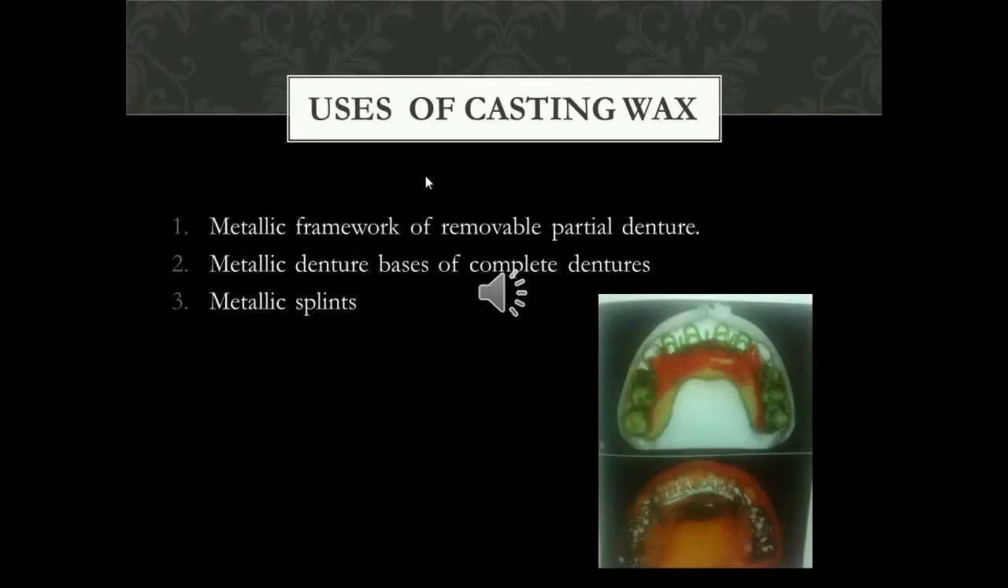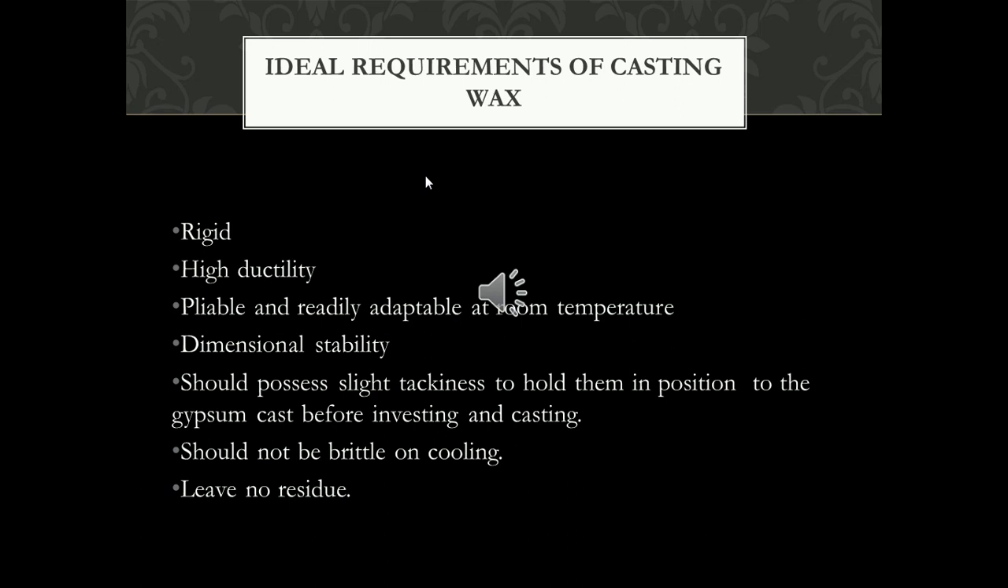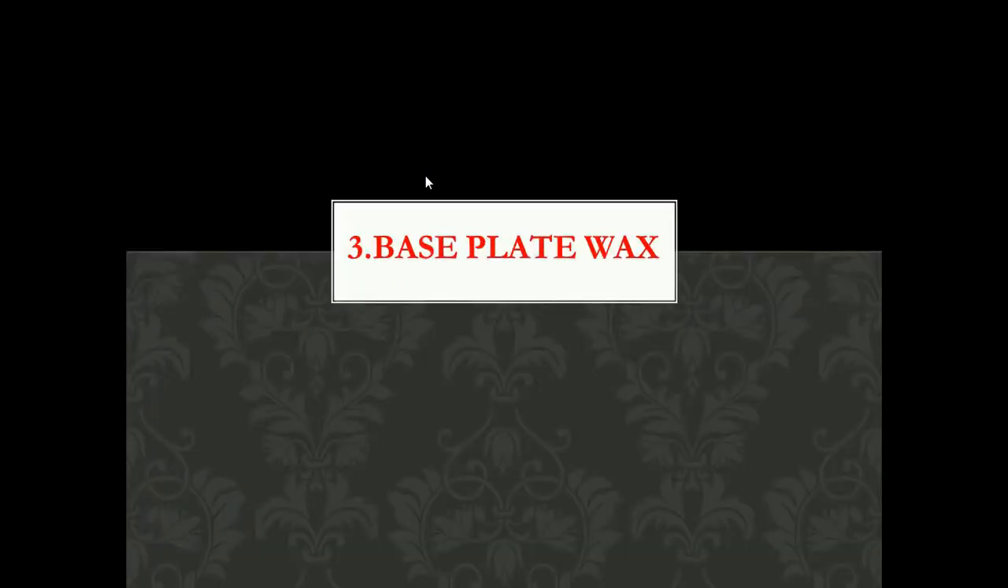As I mentioned earlier, for the metallic framework of removable partial dentures, metallic denture base of complete denture, and metallic splints. Ideal requirements are the same, but they should be more rigid, high ductility, pliable, dimensionally stable, should be slightly tacky to basically be held together in the gypsum cast. It should not be brittle on cooling and leave no residue.